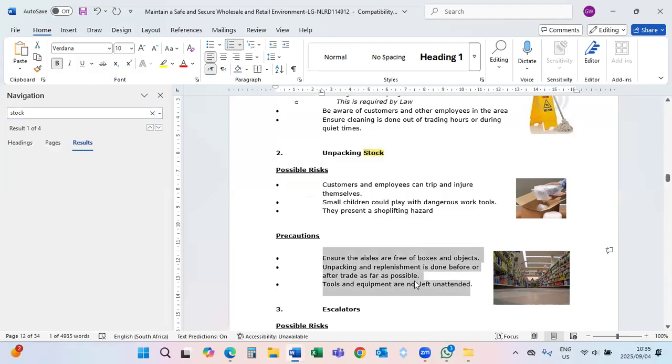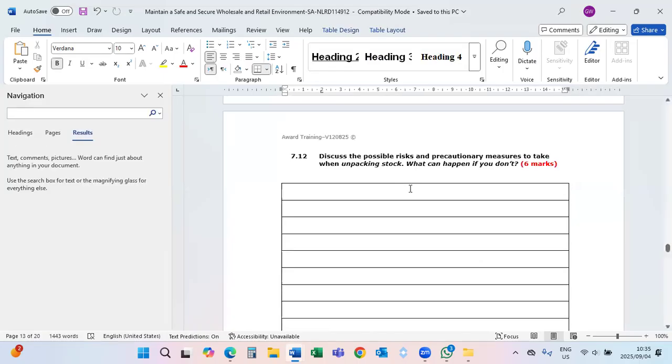Ensure aisles are free of boxes. Unpacking and replenishing is done before or after trade as possible. Tools and equipment are not left unattended. That's quite a nice and easy one.